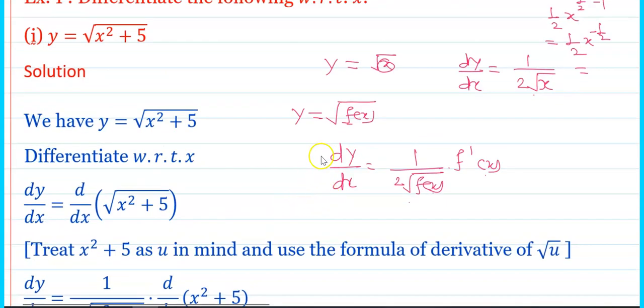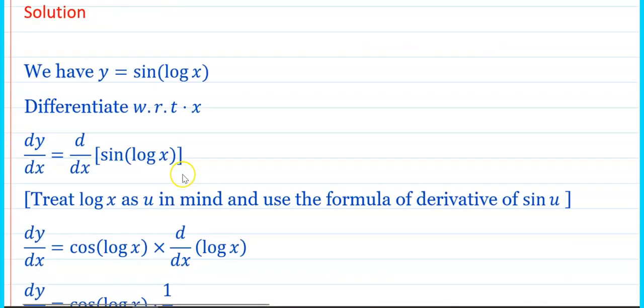कुठला फॉर्म्युला आपण इथे अप्लाय केला? Apply here the dy by dx is equals to 1 upon 2 root of f of x into f dash of x. What is the f of x here? f of x is x square plus 5. Okay. Now the next example.